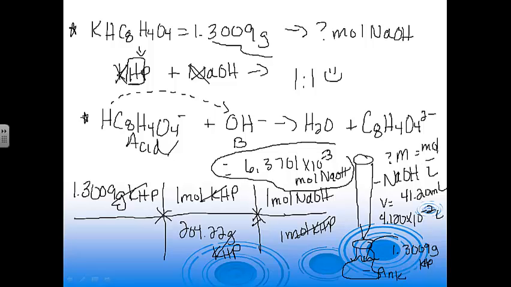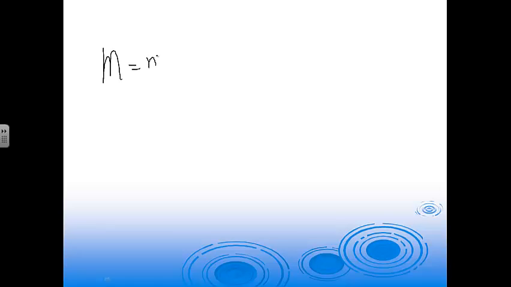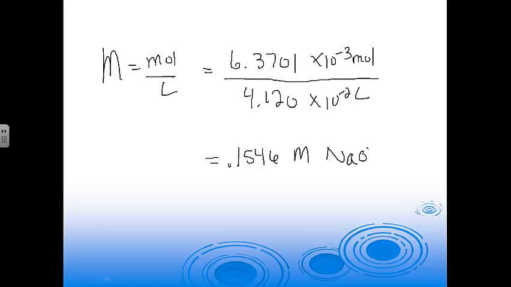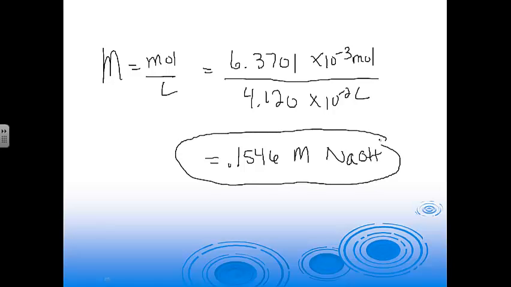Now remember, I'm not quite done, because what was I solving for? I'm solving for the molarity. Molarity, remember, is moles per liter. So I take those moles, 6.3701 times 10 to the negative third moles, and divide it by the volume that we added, 4.120 times 10 to the negative second liters, and what I end up with is 0.1546 molar sodium hydroxide.